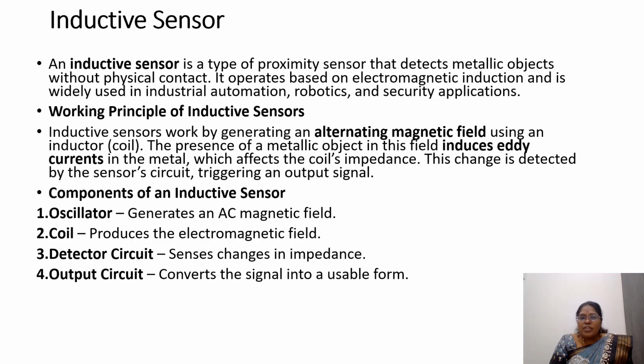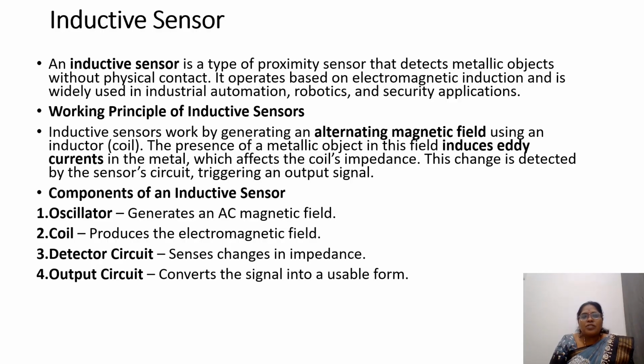Coming to the working principle, the inductive sensor generates an alternating magnetic field. You have an inductor coil, and when the coil is energized, it automatically produces an alternating magnetic field. Whenever a metallic object is present in that field, it induces an eddy current, which affects the coil impedance. This change is detected by the sensor circuit and it produces an output signal. So whenever a metallic object is detected, the sensor circuit generates an electrical output signal.